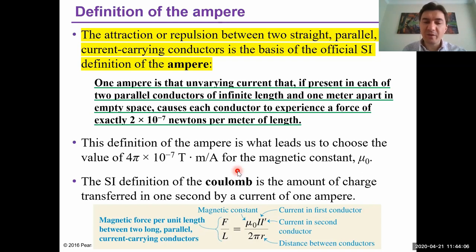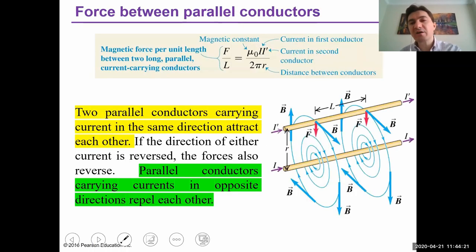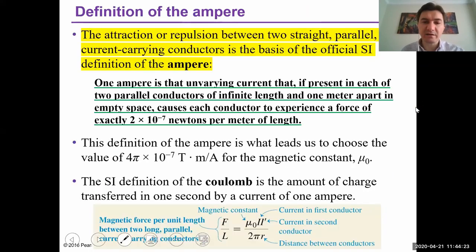In the first chapters of that semester, we have also determined the SI definition of the coulomb, which was the amount of charge transferred in 1 second by a current of 1 ampere. So you derive 1 ampere current in that conductor, and the amount of charge transferred in 1 second by a current of 1 ampere gives us the coulomb. We have discussed this one in the first lecture, I think. Do we have any question here?